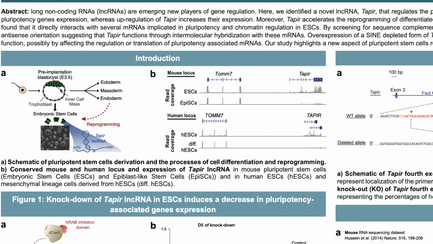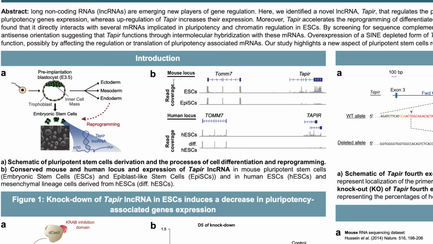more specifically, pluripotency, which is using embryonic stem cells. So embryonic stem cells are derived from the inner cell mass at E3.5, and they can give rise to all cell types in the three germ layers: ectoderm, mesoderm, and endoderm. We had identified through a screen a long-encoding RNA that we named Tapir, that's specific in ES cells.